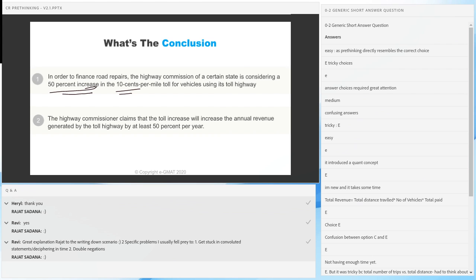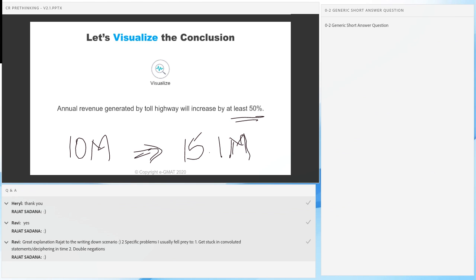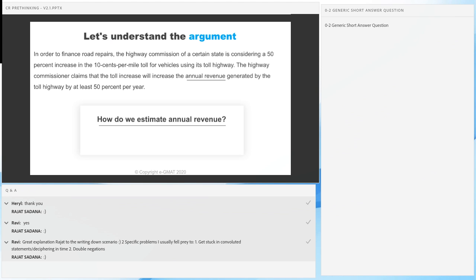Okay. Then the commissioner makes a claim. He says that as we do this 50% increase, the total annual revenue generated by the toll highway is going to increase by about 50%. So that's the claim. We've got to visualize this, which is to say last year, if the revenue generated was about $10 million, this year it's going to be at least $15 million or $15.1 million or so, because it's going to increase by at least 50%. So it could be more, it could be 16, 17, 18, 20, 25, 100, but at least 50.